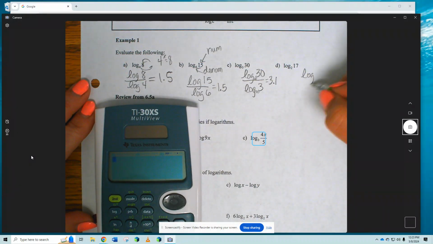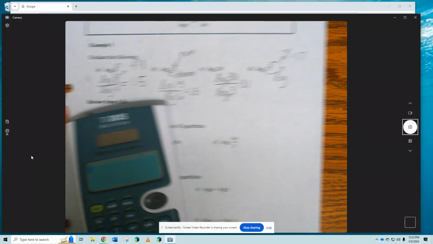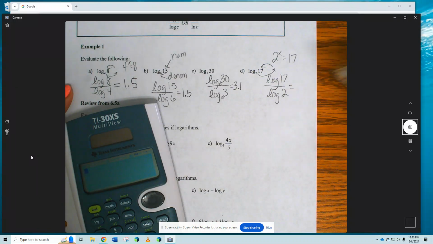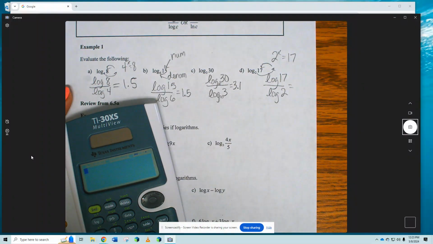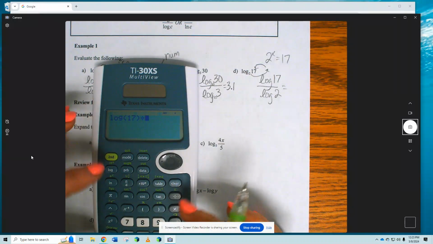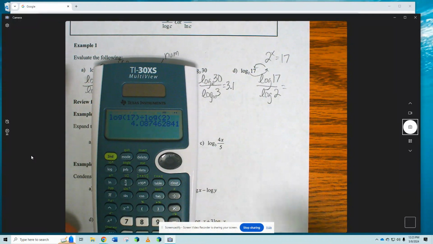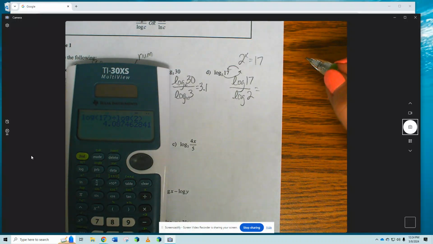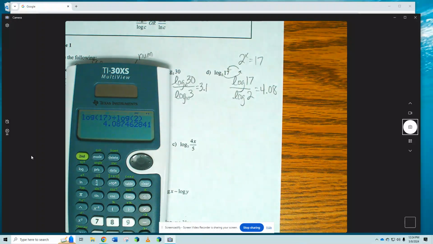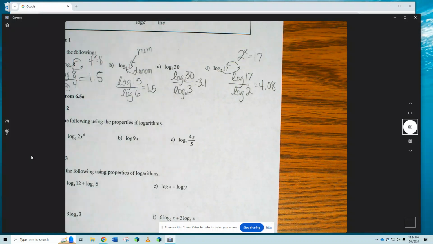Okay. Last one. Is 2 to the something equal to 17? Can you think of it in your head? No. So use change of base. The answer is 4.08. Change of base is when I say simplify, but you can't figure out what the exponent would be, so you change to the same base.